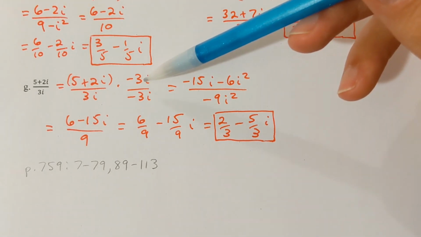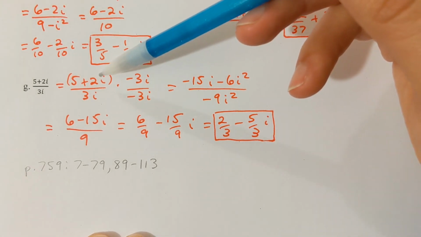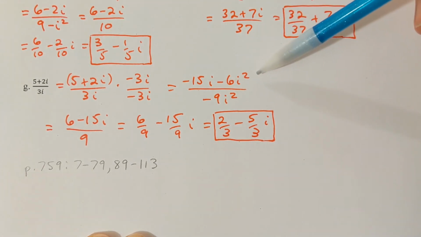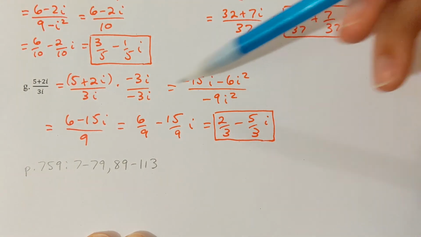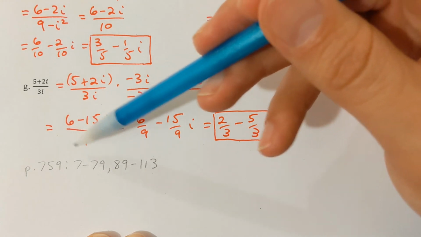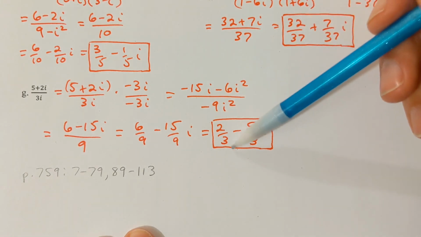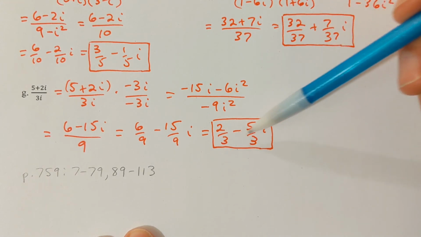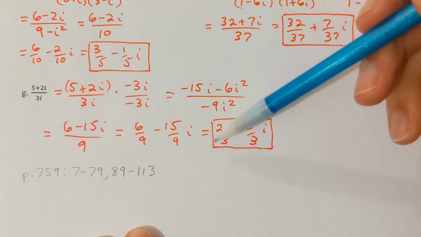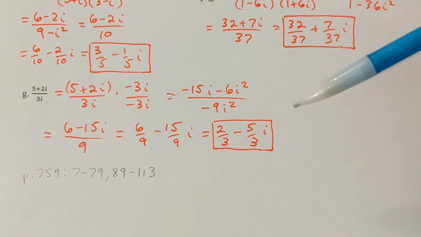In the numerator, let's distribute. 5 times negative 3i is negative 15i. 2i times negative 3i is minus 6i squared. I squared is negative 1, so really at the end here you're adding 6. 6 minus 15i all over 9. You can split this into two fractions like I did on the other two problems there. 6 over 9 is the same as 2/3. 15 over 9 is the same as 5/3. So 2/3 minus 5/3 I. That would be my answer, right? I'm in the form a plus b times I. We are now done with chapter 9.